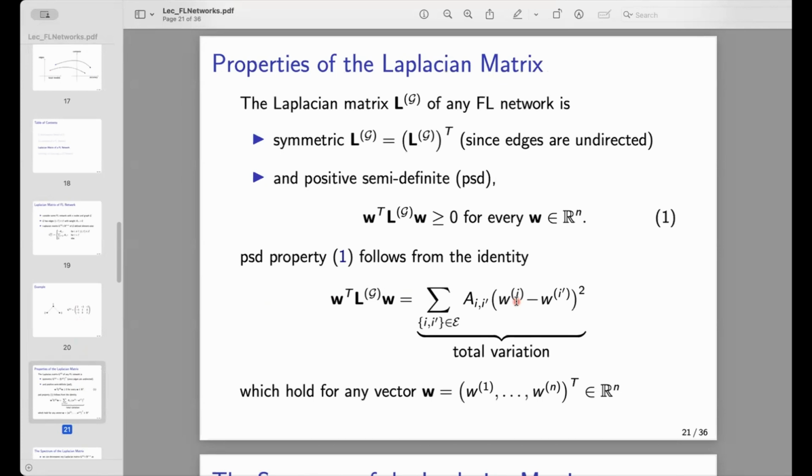So let's start with the most obvious properties. First of all, it's symmetric. And this follows from the definition of the Laplacian matrix and the fact that the edges are undirected. So there is no direction, there's no orientation of the edges.